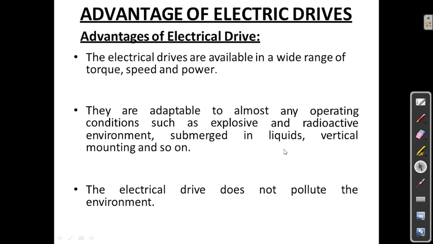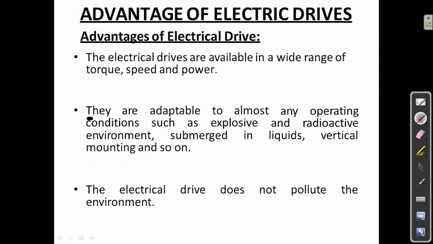The advantages of this electrical drive: first, electrical drives are available in a wide range of torque, speed and power. They are adaptable to almost any operating condition, such as explosive or radioactive environments, submerged in liquids, vertical mounting and so on. This is the main advantage.